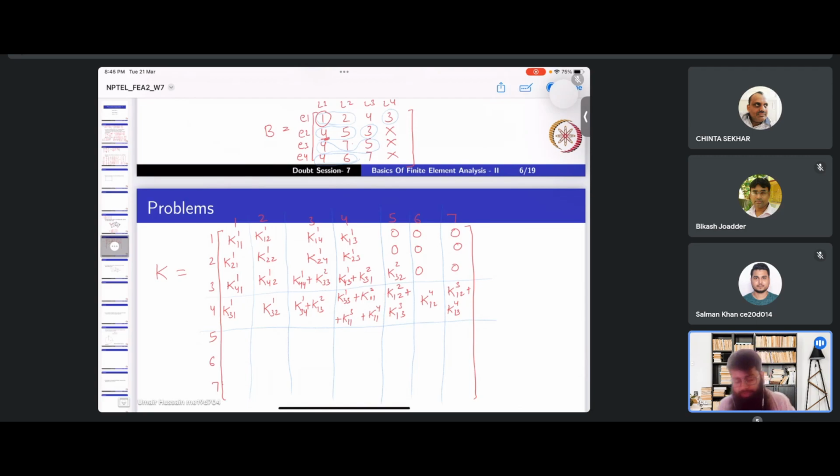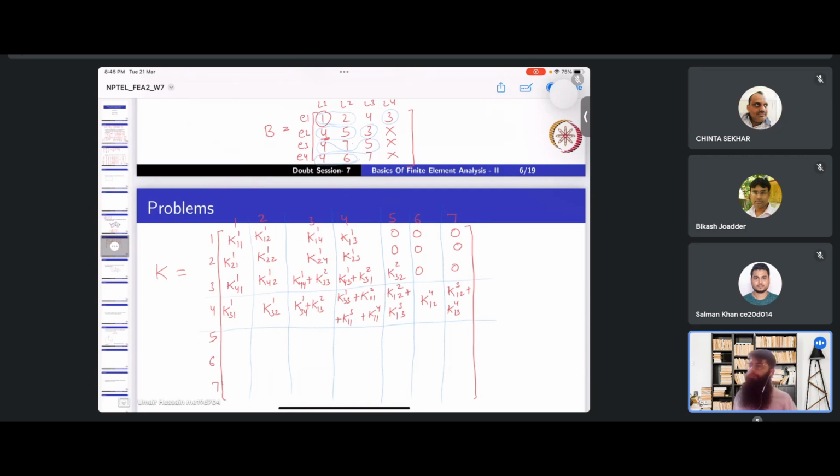I think similarly we can do it for 5, 6 and 7, right? For 5 we have it in only element 2 and 3. 6 is there in element 4 only, and 7 is there in element 3 and 4.